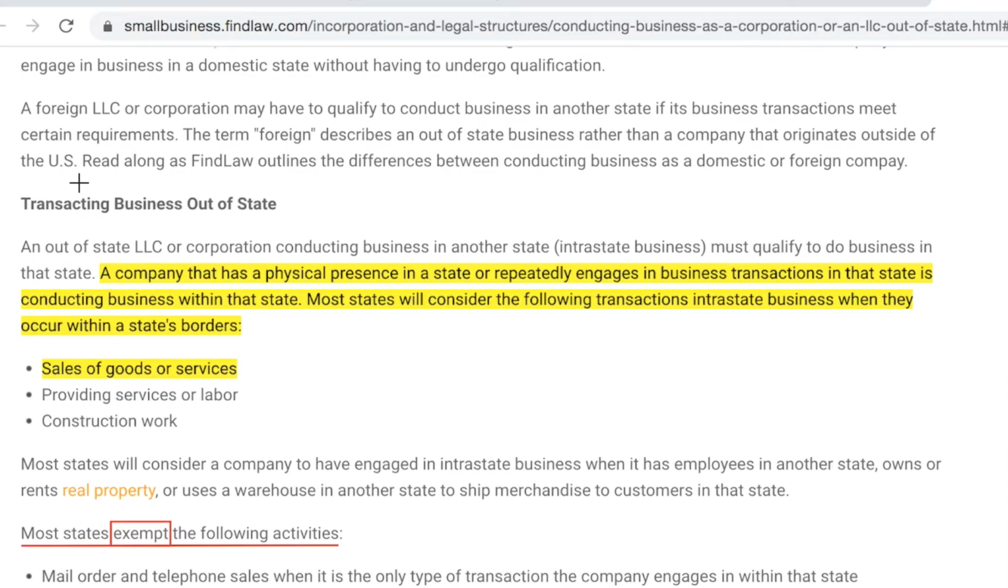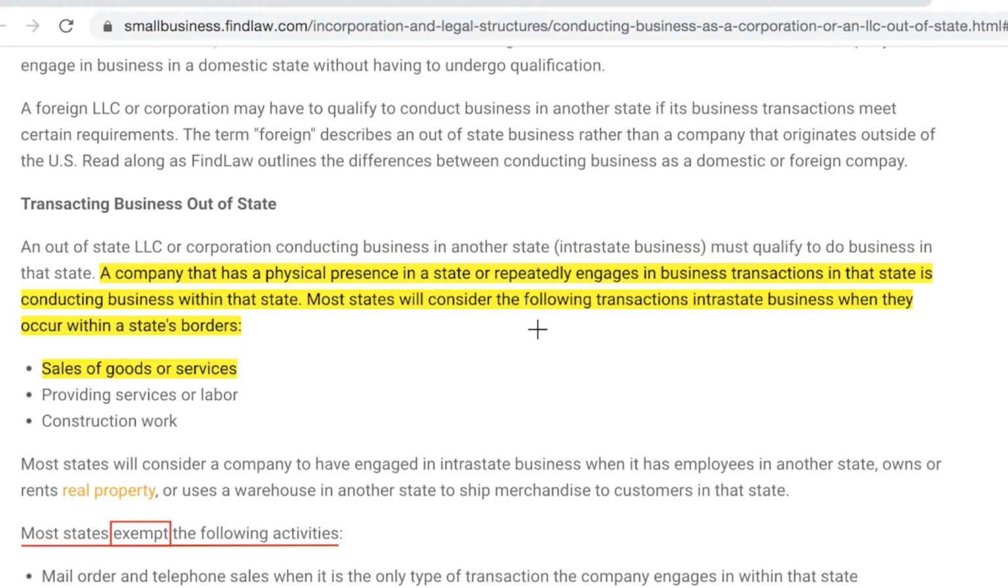Now, we look at the Fine Law Legal Dictionary to see the criteria for doing business and its relationship to banking. All right. Transacting business out of state. A company that has a physical presence in a state or repeatedly engages in business transactions in that state is conducting business within that state.